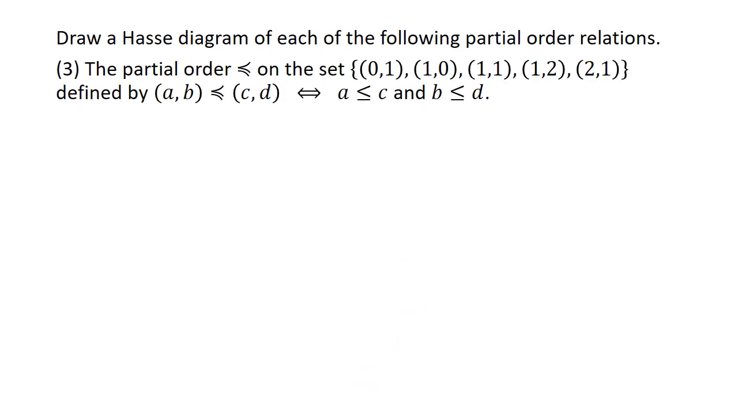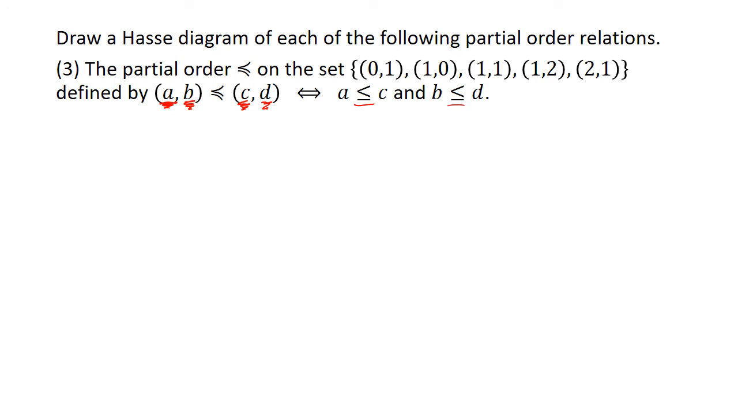Okay, let's look at the last one. This one is on ordered pairs, and the ordered pair partial order is going to be when the first coordinate in the first pair is less than the first coordinate in the second pair, and the second coordinate in the first pair is less than the second coordinate in the second pair. So you have the less than or equal relationship in both cases for both coordinates.